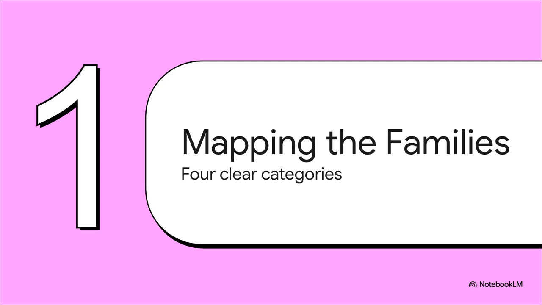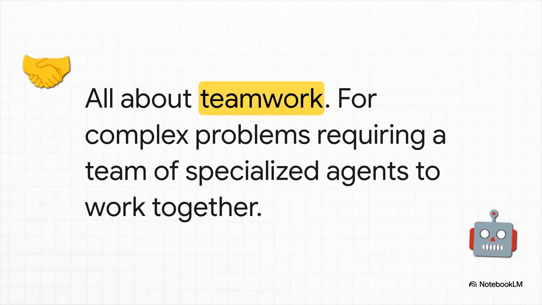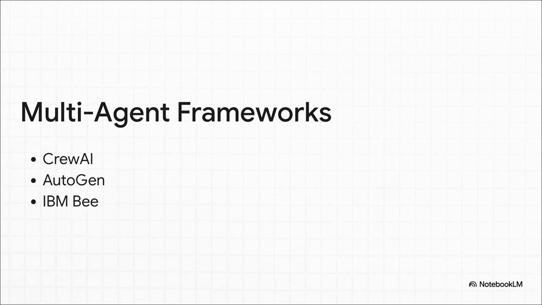Let's dive in. The agent framework world can seriously feel like a dozen different tools all shouting for your attention. It's just noise. So to cut through that, we're going to group them into 4 distinct families based on what they do best. Our first family is all about teamwork. You're going to look here when you have a problem that's way too big for one agent to handle. You know, when you need a whole crew of specialists to work together to get the job done. And the big names in this space are CrewAI, AutoGen, and IBM's Bee. Now, all of them are built to get agents talking and delegating tasks, but as you'll see, they have very different ideas about how a team should actually run.